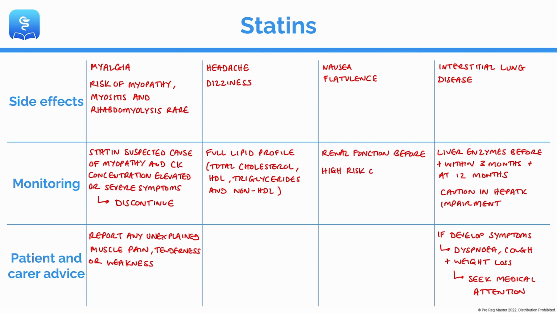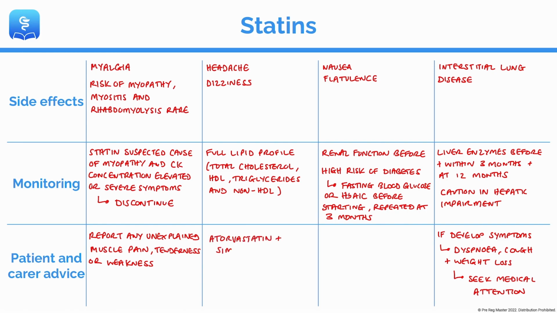Patients at high risk of diabetes should have fasting blood glucose concentrations or HbA1c checked before starting statin treatment, and then repeated after 3 months. Patients taking simvastatin or atorvastatin should be advised to avoid grapefruit juice, as it inhibits the metabolism of these statins, increasing the risk of side effects.